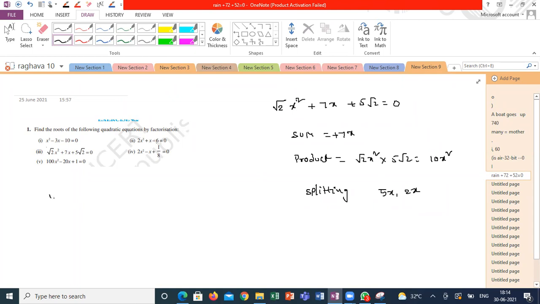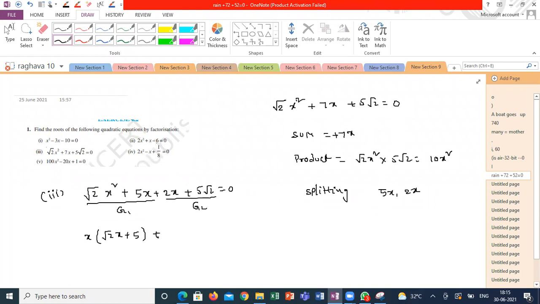So the third question can be rewritten as root 2x square plus 5x plus 2x plus 5 root 2 is equal to 0. You can take 5x first or 2x first, it's your wish. This is my group 1. This is my group 2. So if I am taking x common from group 1, root 2x plus 5. From group 2, I can't take 2, but I can take root 2. So only root 2 I can take common, then I will get root 2x plus 5.